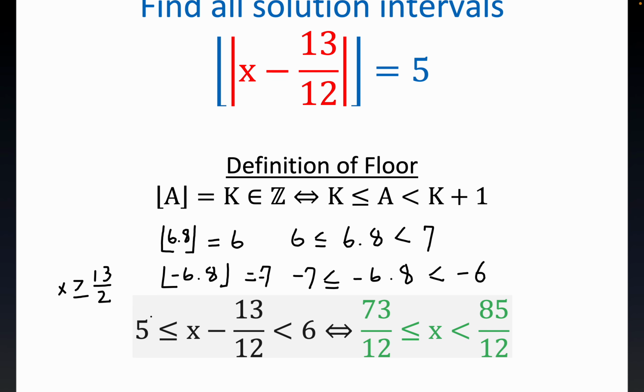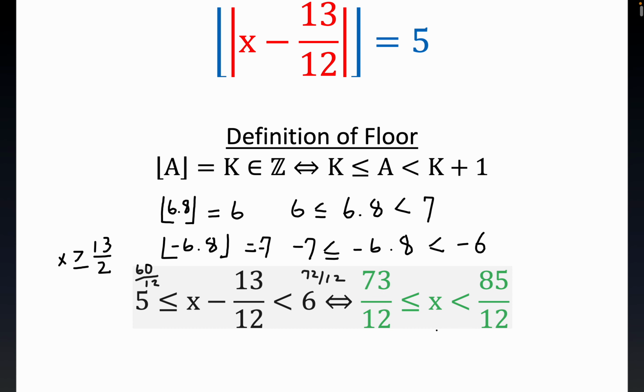Notice that 5 is the same thing as 60 over 12, right? 60 divided by 12 is 5. So that's where we get the 73 right here. And then similarly, 6 is the same as 72 over 12, right? 72 divided by 12. And when you add 13 to 72, you get the 85. So you get this as one of the solution intervals, folks.